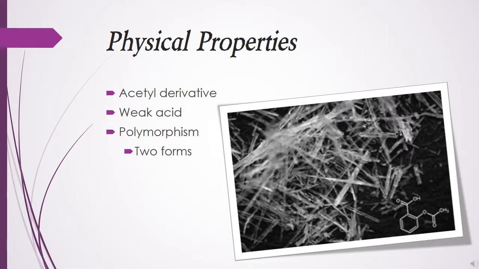Form 1 consists of two salicylic molecules forming centrosymmetric dimers through the acetyl groups with the methyl proton to carbonyl hydrogen bonds. In Form 2, each salicylic molecule forms the same hydrogen bonds with two neighboring molecules instead of one.